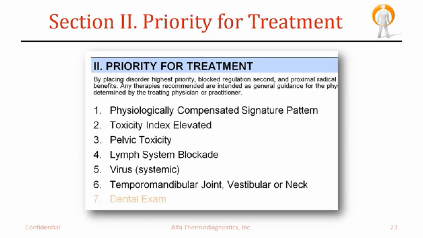I think here there is one thing that's not really identified, and that is the teeth. You're going to want to draw in right here, priority dental, and then dental exam. And everything else is the compensated pattern, the toxicity, the pelvic toxicity, the lymph, the viral. This is all very accurate.